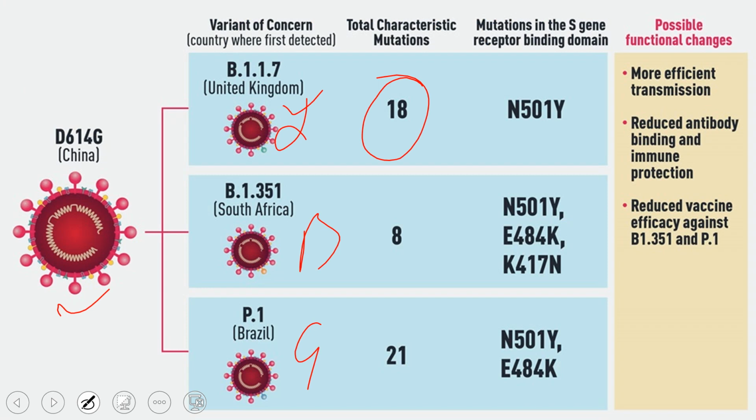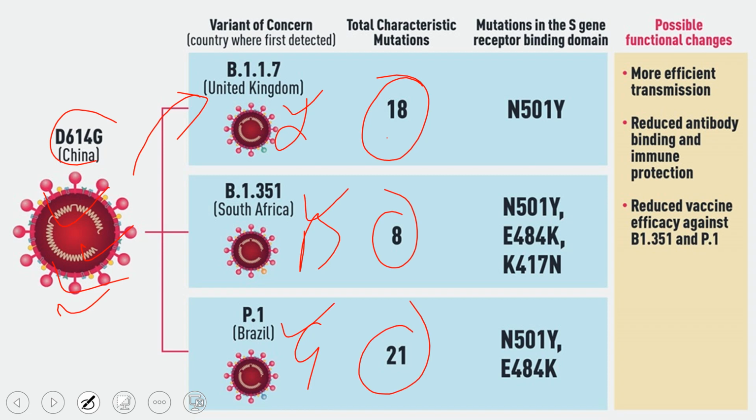So the original Chinese virus, this original strain, mutated to this variant, with 18 mutations compared to it. In the South African variant, 8 mutations were there compared to this one, and in the Brazilian variant, 21 mutations are there. And these mutations occur in different genes. But not every mutation is that significant. There are mutations which are significant, which affect its transmission or its pathophysiology. That is the more concerning part.